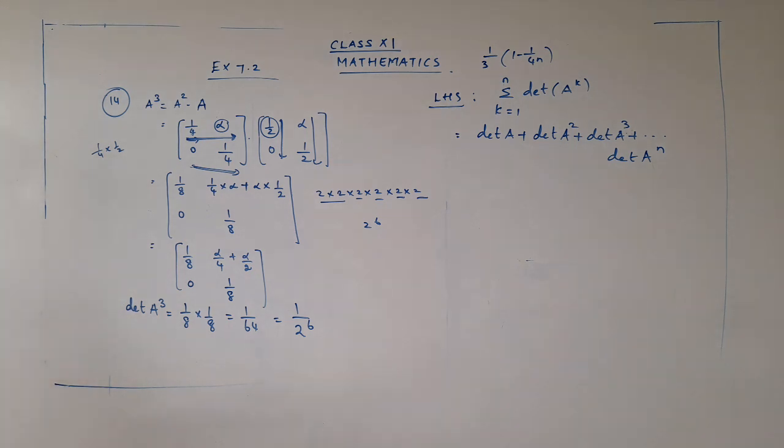So I get determinant of a plus determinant of a square plus determinant of a cube plus determinant of a raised to n. Okay children, so now I know the value for determinant of a square, determinant of a cube. So I am just going to substitute the values.